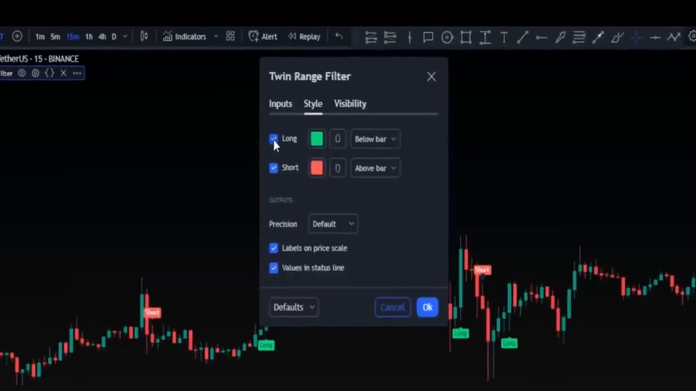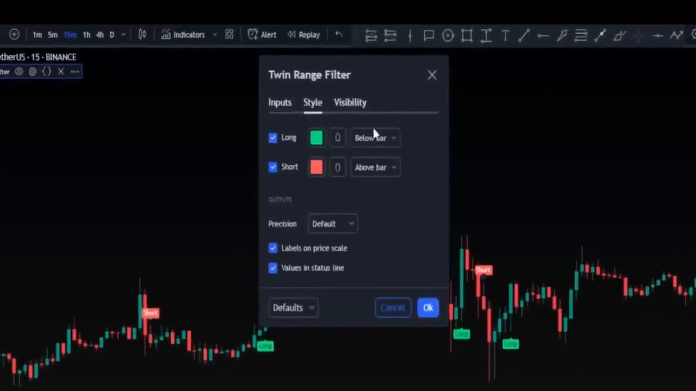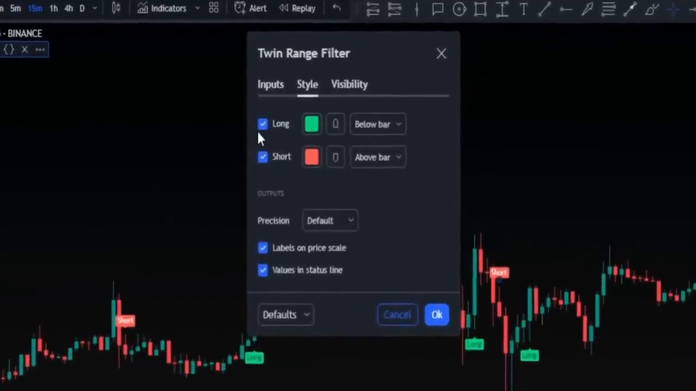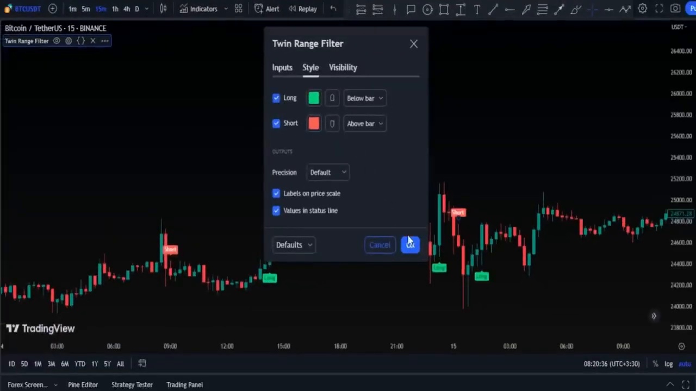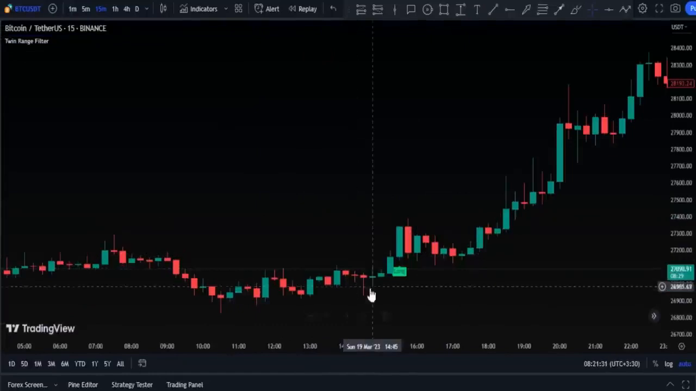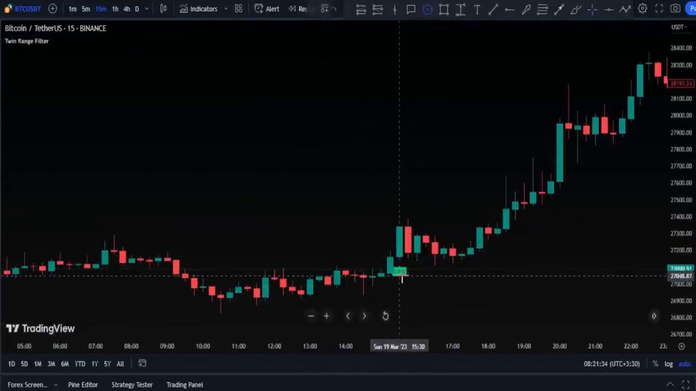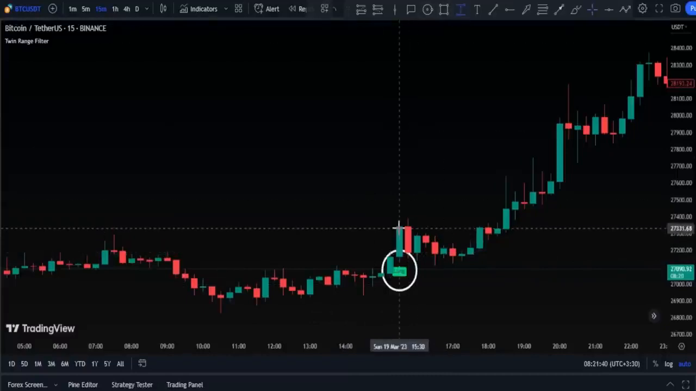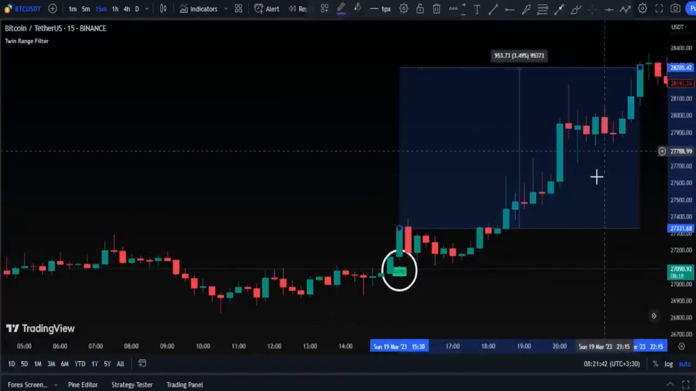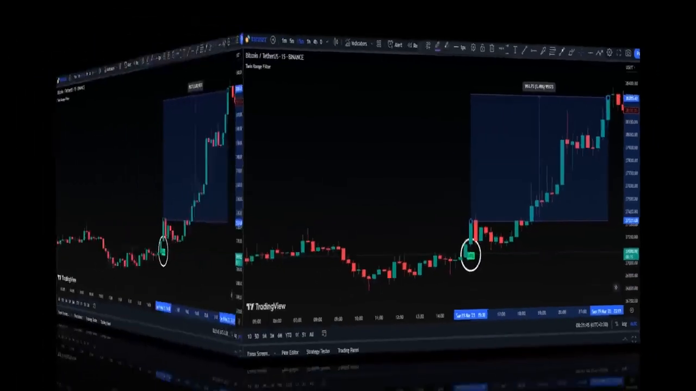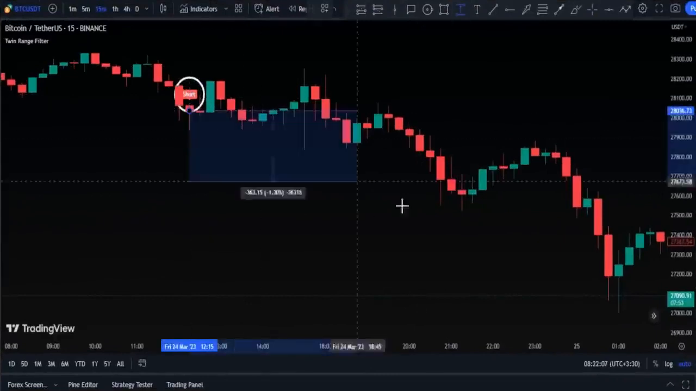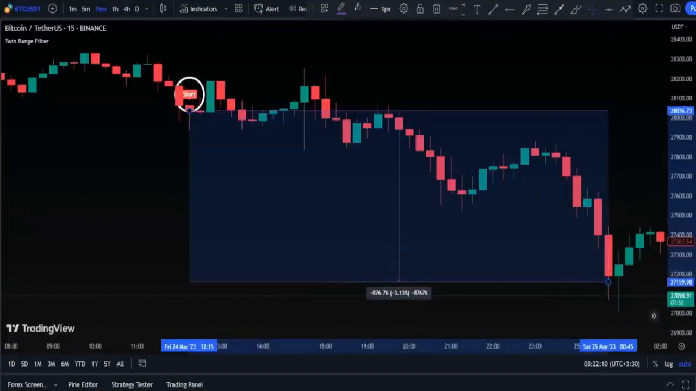There's nothing that we really need to change in the style tab, but if you want to, you could change the color of the signal icons to any color you like. After that optimization, whenever twin range filter indicator gives a long signal, you can enter a long trade, like in this example. And also, whenever the indicator shows a short signal, you can enter a short trade, as you can see in this example right here.